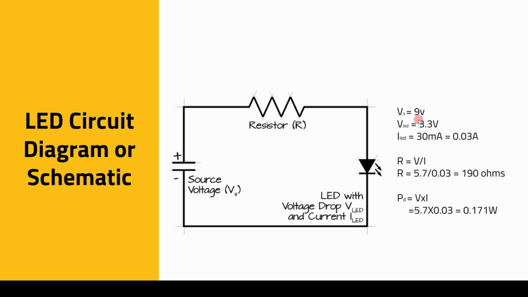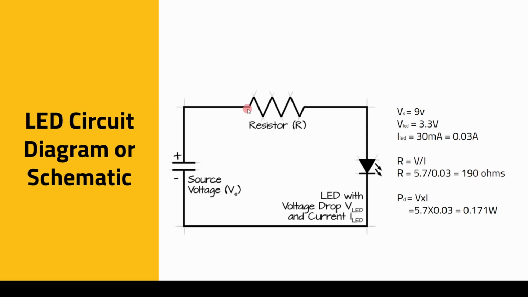The voltage of the source is 9 volts. The LED voltage is 3.3 volts at 30 milliamps. So then R needs to be V upon I, which is 9 minus 3.3 divided by 30 mA, which gives you 190 ohms. And since it's difficult to get each and every value of resistor, we would round this off to maybe 180 ohms or 200 ohms, which are the two values that you can commonly find around this number.